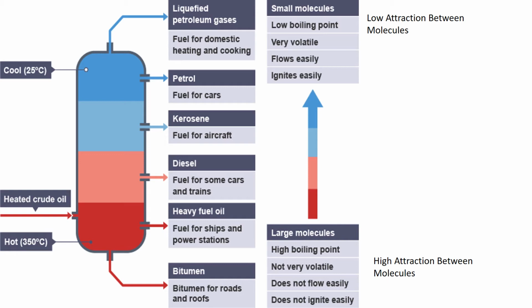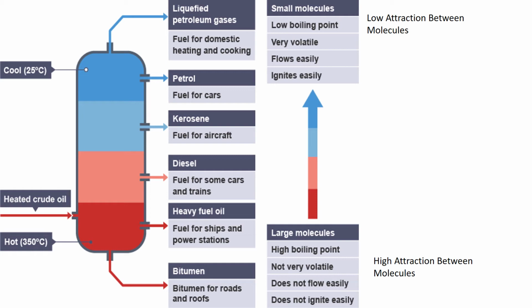A bit further up that, so a bit cooler, diesel will start to condense, and that is fuel for cars and trains. Further up again, we have kerosene, which is aircraft fuel. Further up again, there's petrol, which is fuel for cars. And then some chemicals will rise right to the top of the fractionating column, and because their boiling point is below 24 degrees, they will be tapped off as gases, and that's the liquefied petroleum gases, and that's fuel for domestic heating and cooking, what provides the gases for our Bunsen burners.